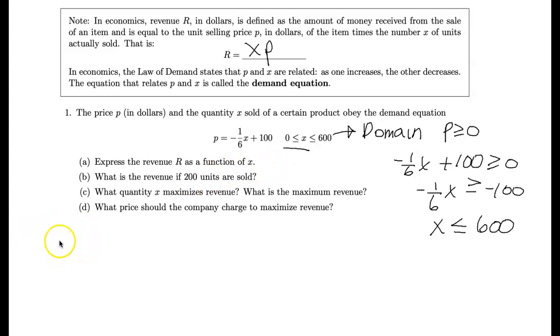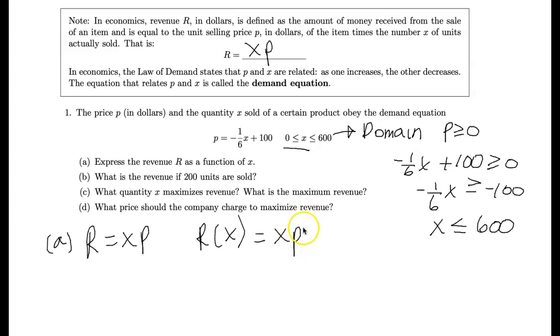Okay, so for part A, we want to find the revenue as a function of X. So go back to your equation here. We know R equals X times P. And in part A, it's wanting us to do R as a function of X. We want it to be R of X equaling X times P.